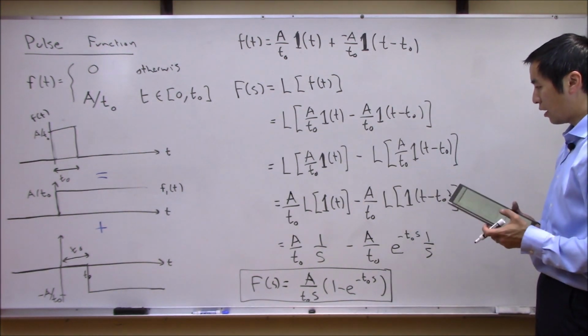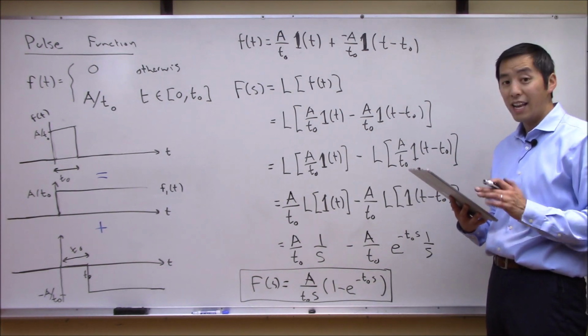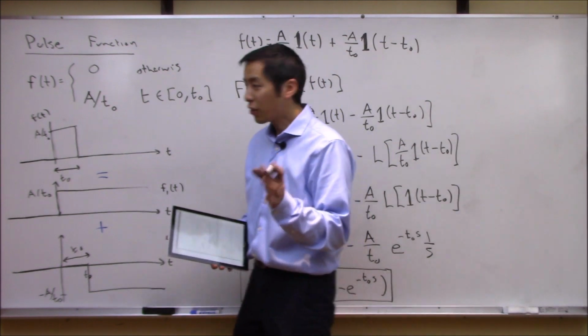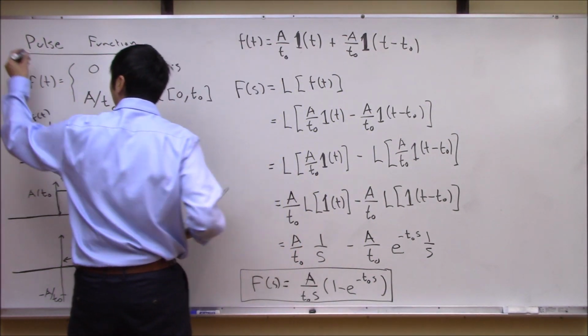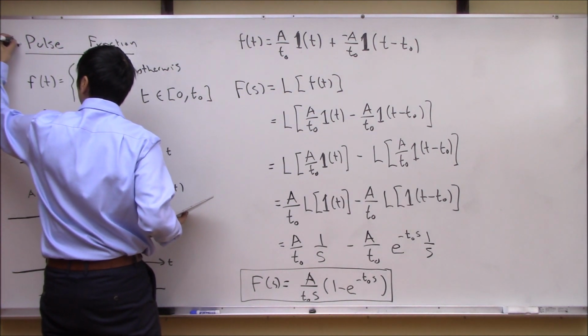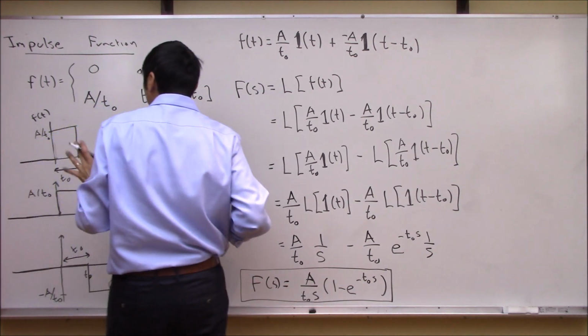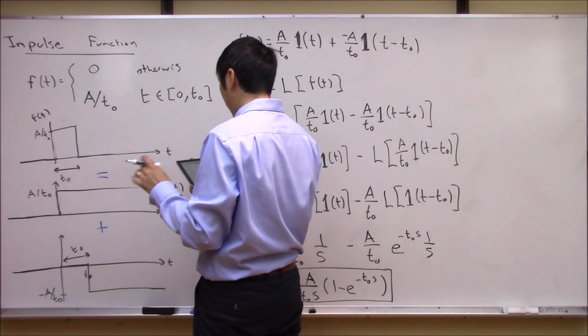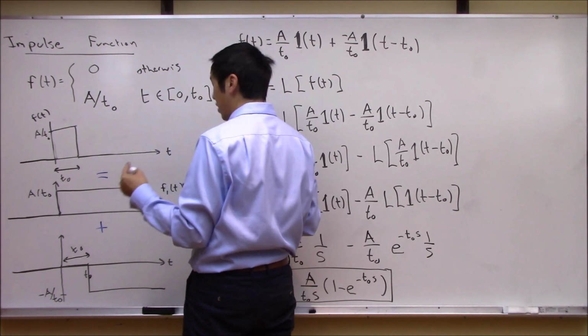Okay, let's do another one. Instead of a pulse, how about let's look at an impulse next. I didn't erase the board because the one I want to look at now is an impulse, not a pulse. And an impulse we're going to see is really just a special case of a pulse. All it's basically saying is it's a pulse, but we're going to let this delta t go to 0.